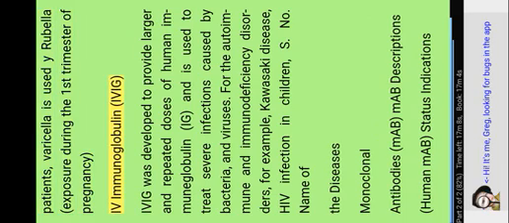IV immunoglobulin, IVIG. IVIG was developed to provide larger and repeated doses of human immunoglobulin IG and is used to treat severe infections caused by bacteria and viruses, and for autoimmune and immunodeficiency disorders, for example, Kawasaki disease, HIV infection in children.